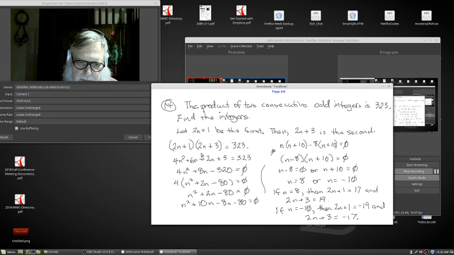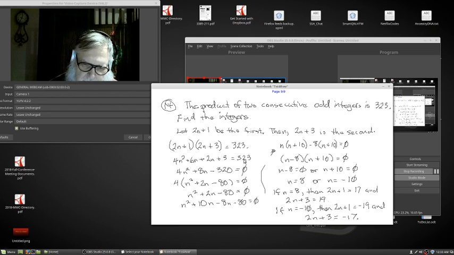So now we multiply the 2n plus 1 times the 2n plus 3, and that gives us 4n squared. We look at our outside terms: 2n times 3 is 6n, 1 times 2n is 2n, and then 1 times 3 is 3. So we combine these two middle terms here. 6n and 2n is 8n.